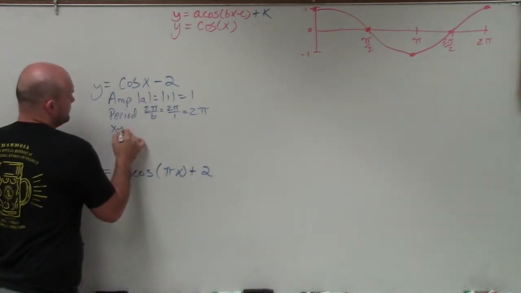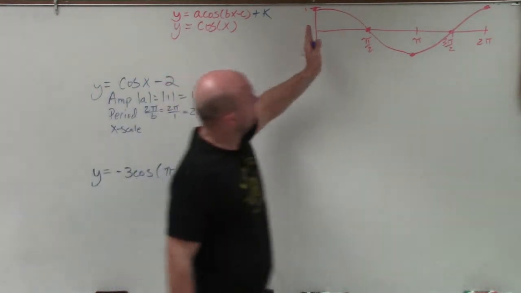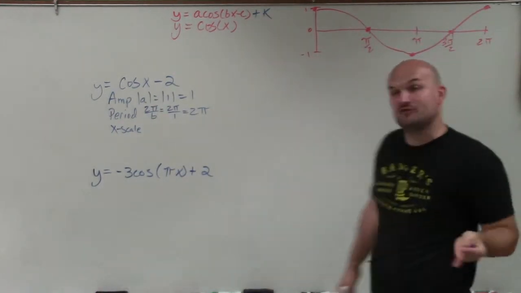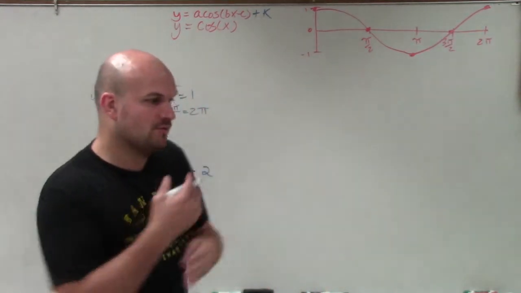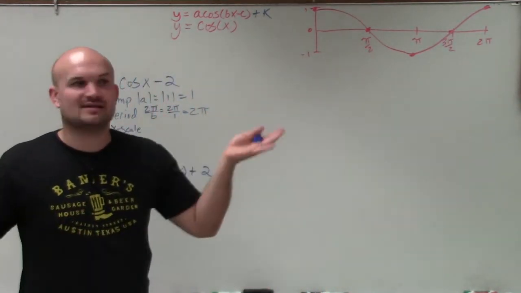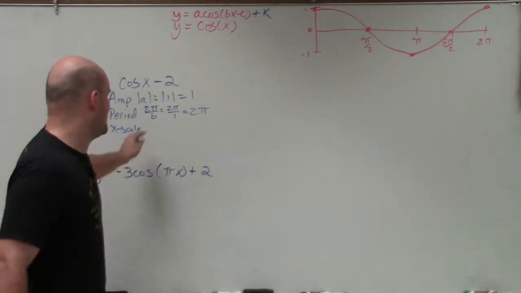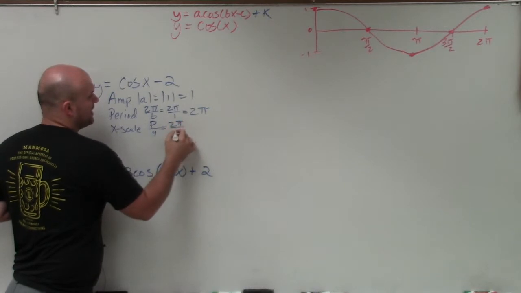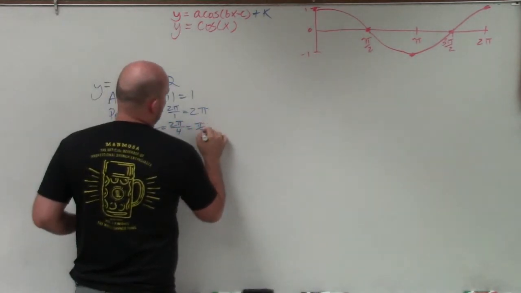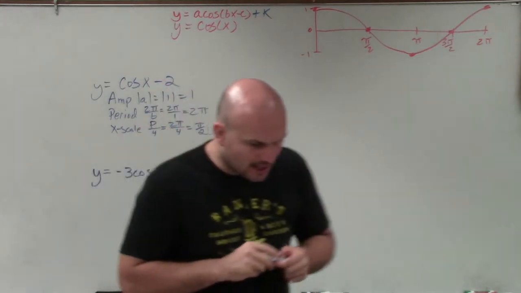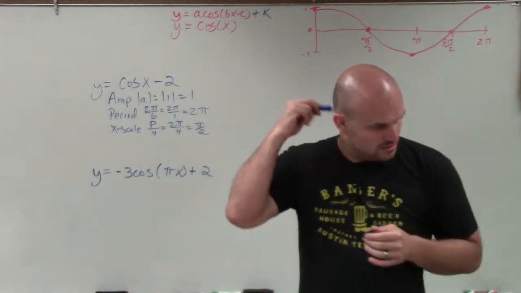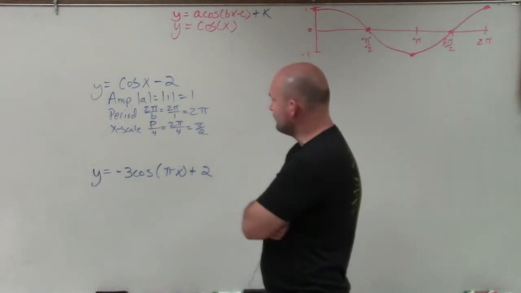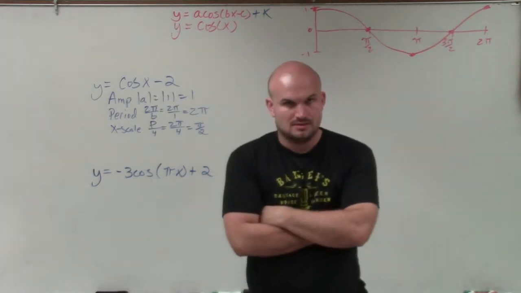Then we have our x scale, which is the distance between each and every critical point. You can see here there are 4 different sections and 5 critical points on the initial period. Just like when you're graphing, you have an x and y scale, and we want to use the x scale. To determine the x scale, we take the period divided by 4. So we have 2 pi divided by 4, which is pi halves. That's good.